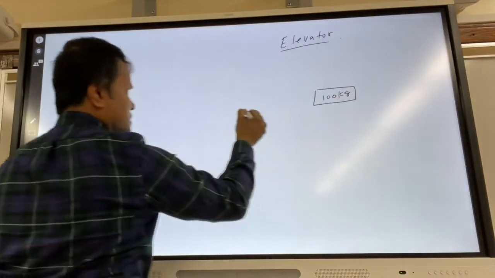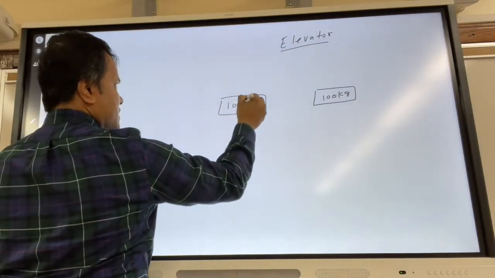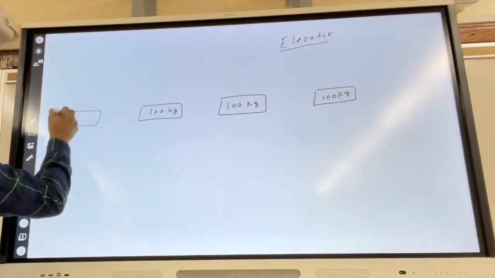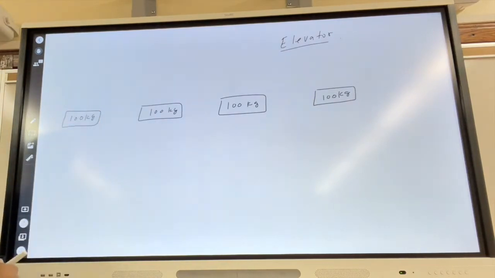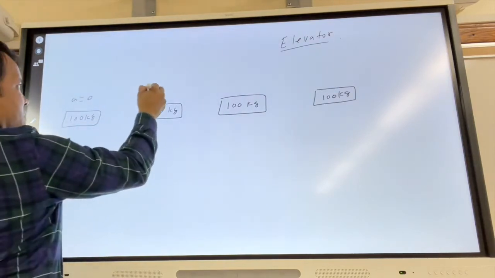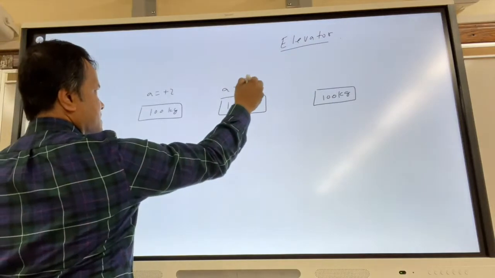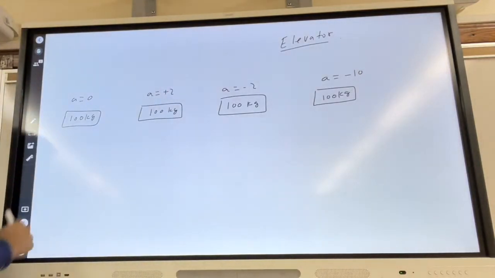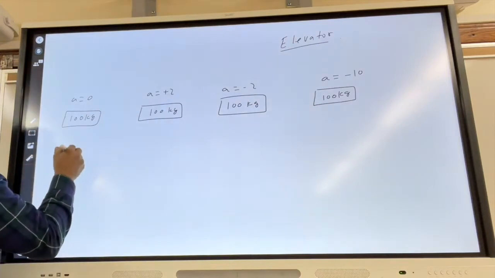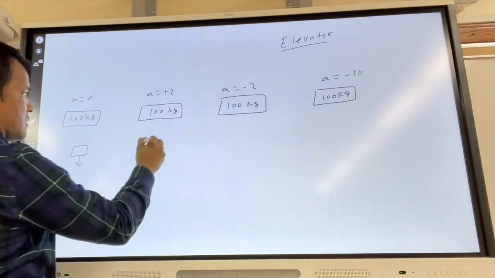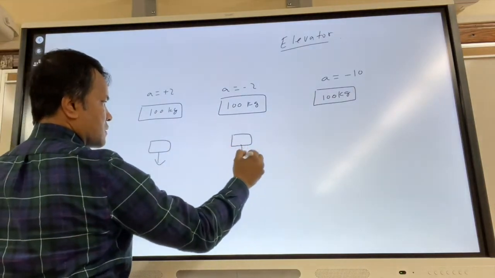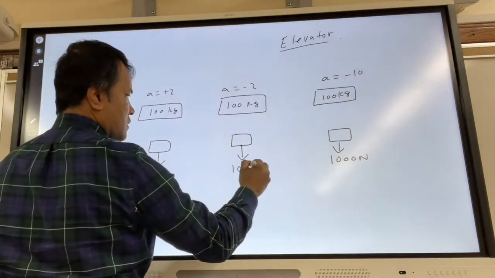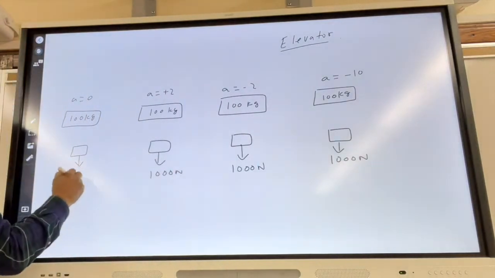All right, now we're going to do the one inside the elevator. 100 kilogram. There are four scenarios. Scenario one, acceleration is zero. Scenario two, acceleration is positive two. Scenario three, acceleration is negative two. Scenario four, acceleration is negative 10. We want to find a few things. We want to find the weight. The weight would be the same for all: 1000 newton, 1000 newton, 1000 newton, and 1000 newton.